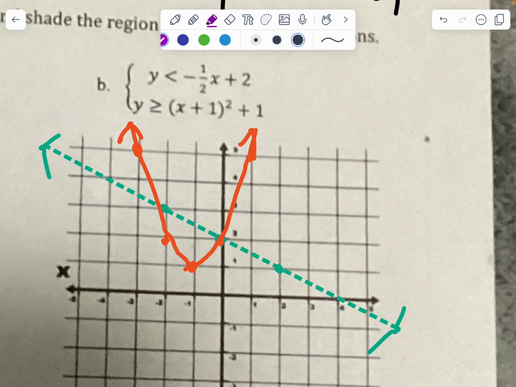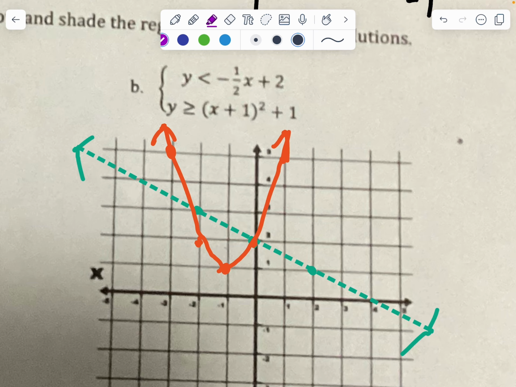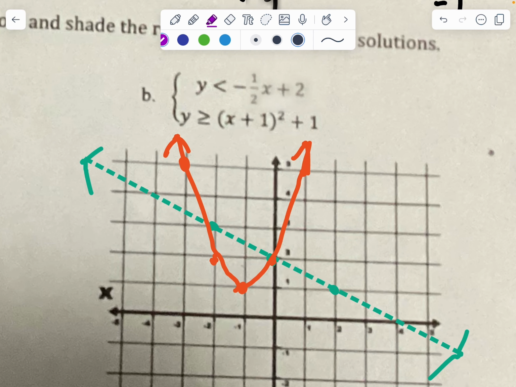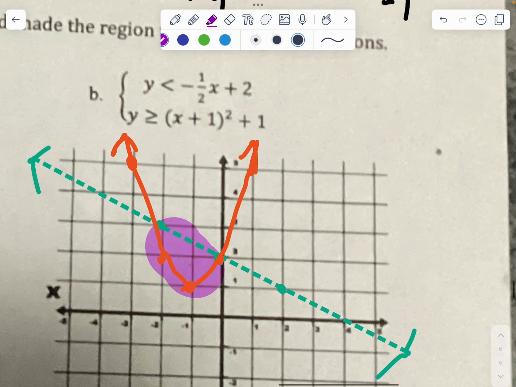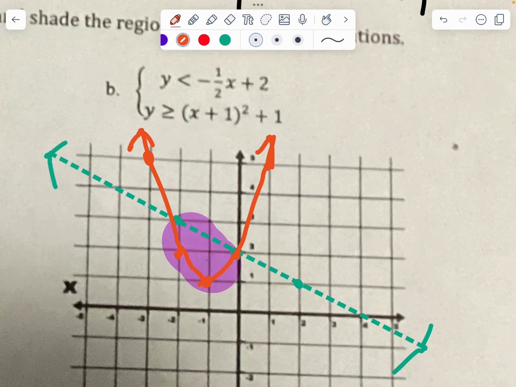It's usually pretty easy to tell. You usually need a point to prove where. But if you look here, this one's less than. So it's going to be below the Baja Blast colored line. And then it's greater than or equal to the orange one, which means it's going to be above it. So it's going to be this area right here. But I'll test negative 1, 2, just to be sure.